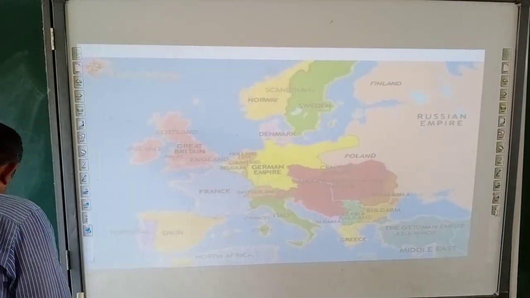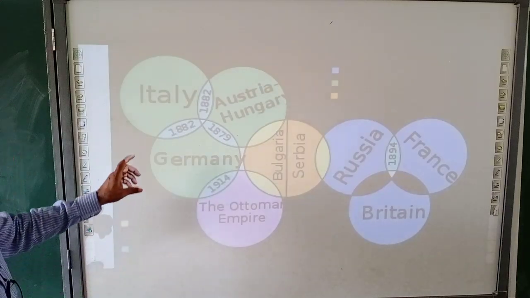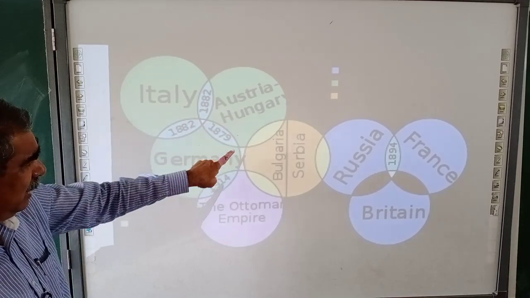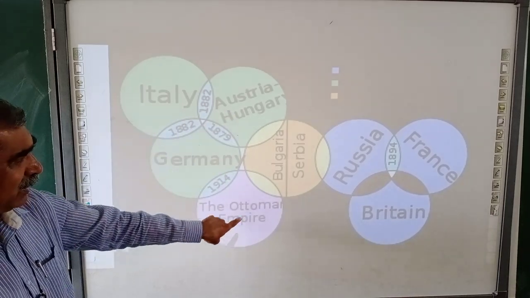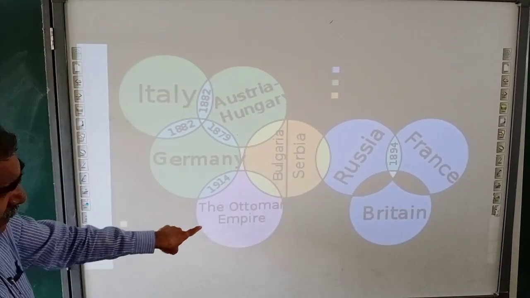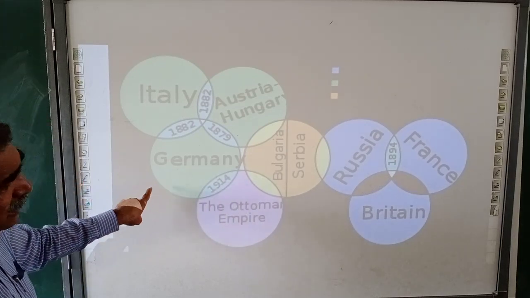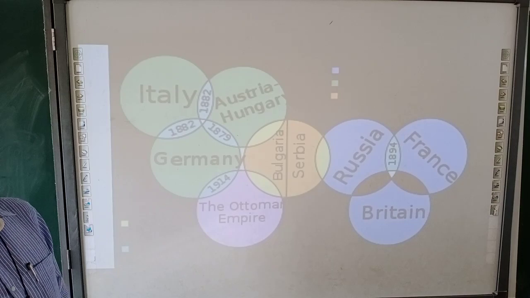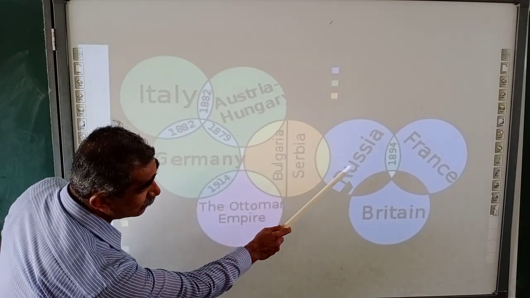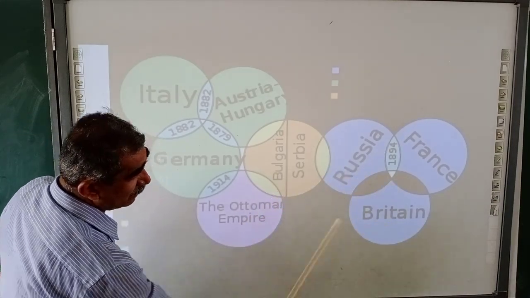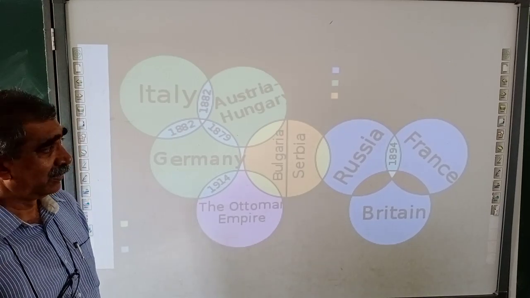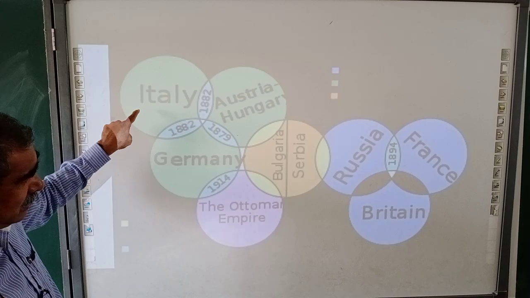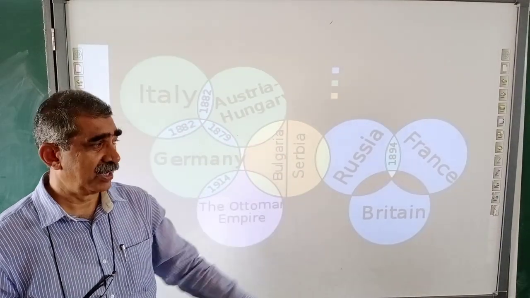We can see a little more about it. See, first they have made Italy, Austria-Hungary, Germany and Ottoman Empire. They formed a union, and Bulgaria was part of it. And Bulgaria and Serbia were together. And this Serbia had a unity with Russia, France and Britain. You see, this Italy joined with them when the war started.